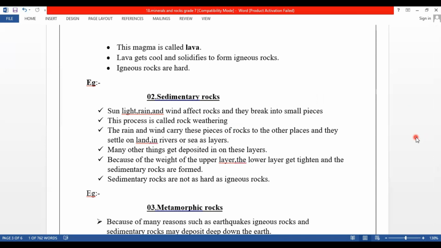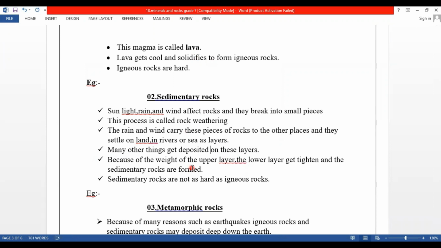The rain and wind carry these pieces of rocks to other places and they settle on land, in rivers or seas as layers. Settle means tempat. These pieces of rocks get deposited on the land, rivers, and the sea as layers. Many other things get deposited on these layers, like soil and organic matter, like pieces of paper and leaves.